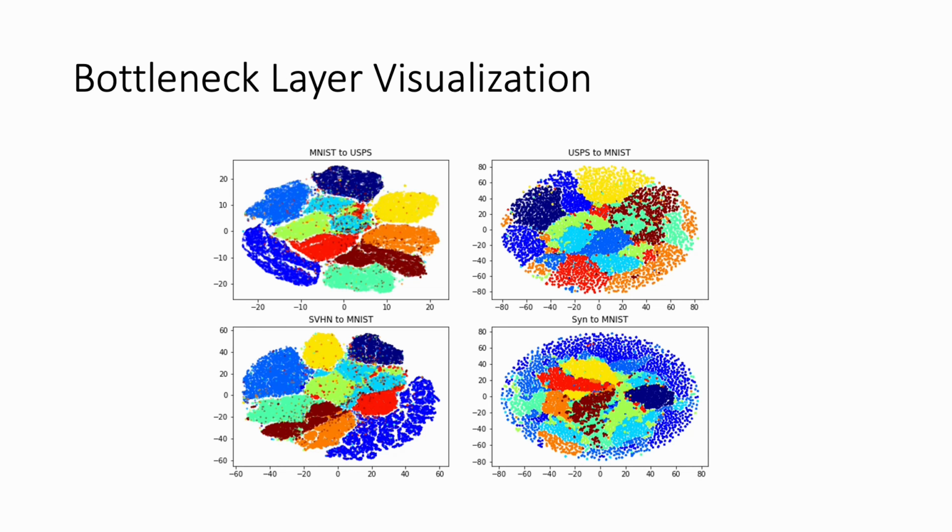And here's the bottleneck visualization. In this visualization, we can see that in the target domain we achieve domain adaptation successfully, where the individual classes are in a single cluster.